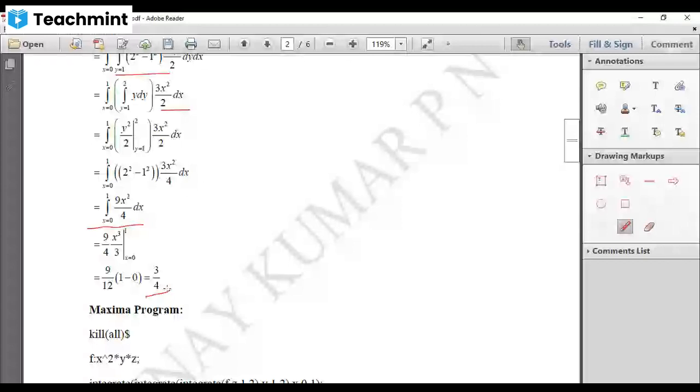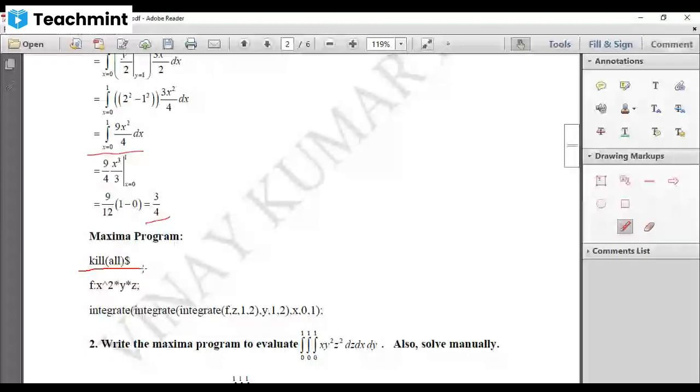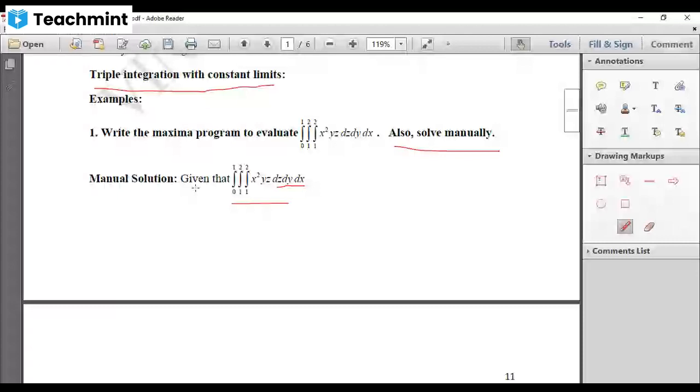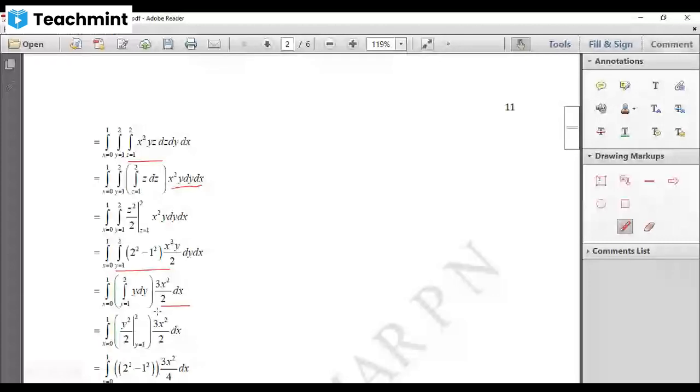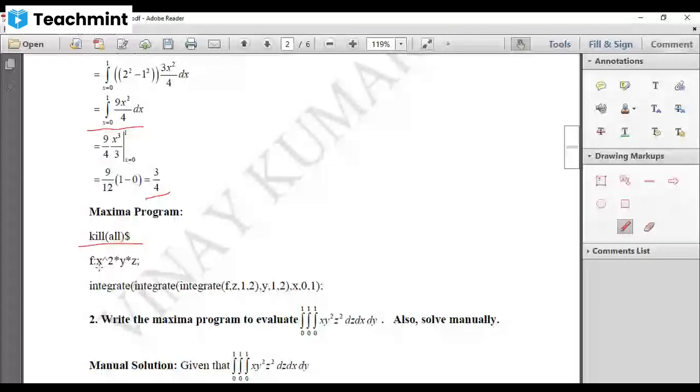Let us write a Maxima program for this. As usual, we start with kill all. And what was your given function? Your given function was x square yz. Let me call that one as f. f is x^2, that is x square, into y into z. I want to display this, that's why I put semicolon.